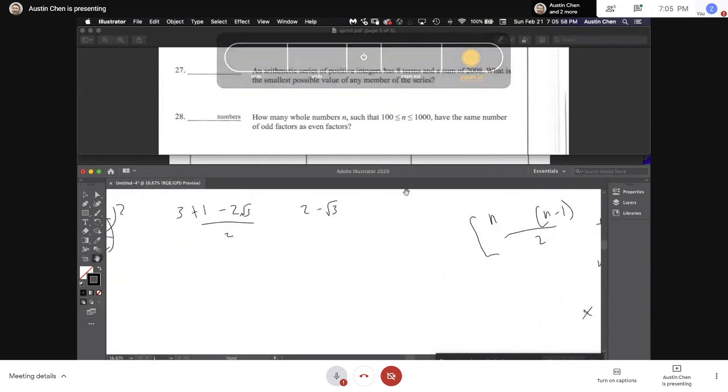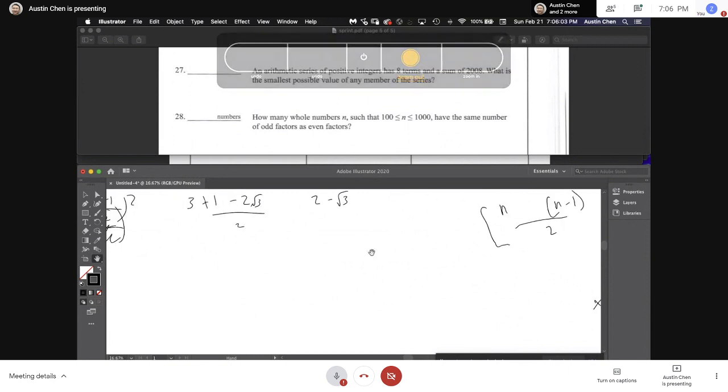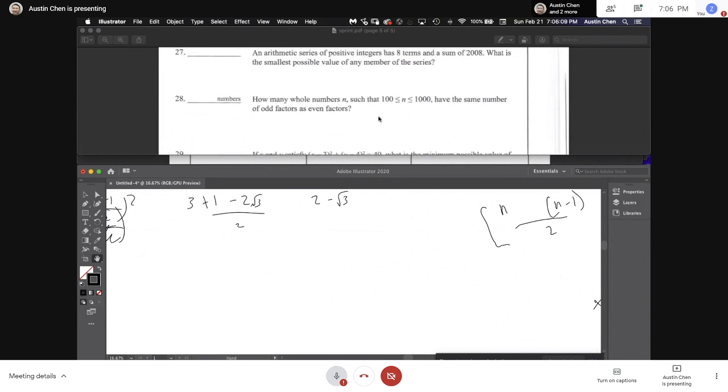Okay, number 28. How many whole numbers n such that 100 is less than or equal to n, which is less than or equal to 1000, have the same number of odd factors as even factors? So first we want to think of what restraints are put on n when it says that n has the same number of odd factors as even factors.